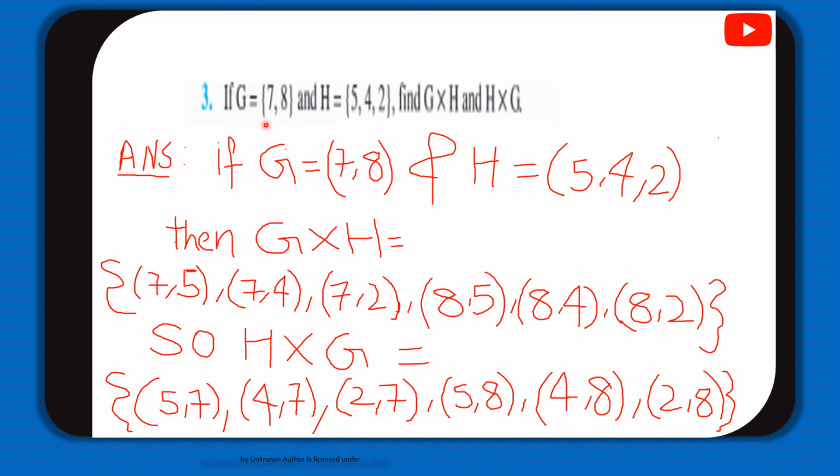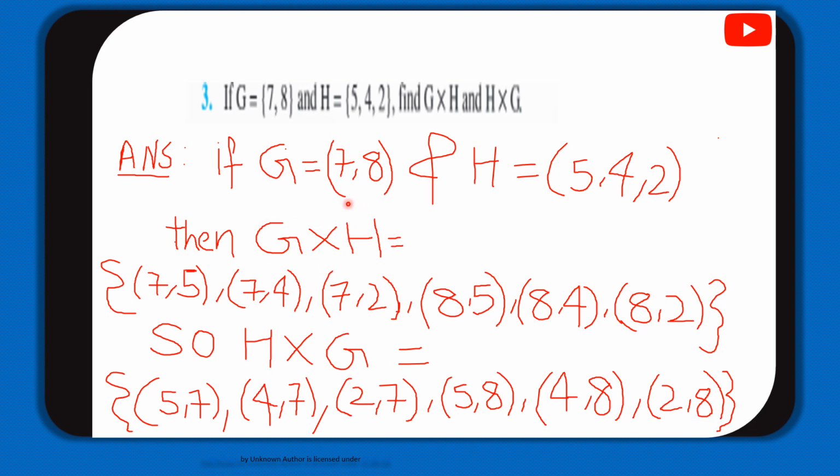If G is equal to {7, 8} and H is equal to {5, 4, 2}, find G multiplied by H and H multiplied by G. The Cartesian product G multiplied by H is the set of all ordered pairs (g, h), where g belongs to G and h belongs to H.